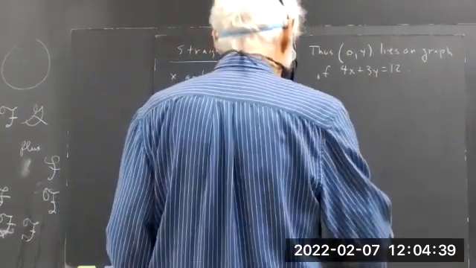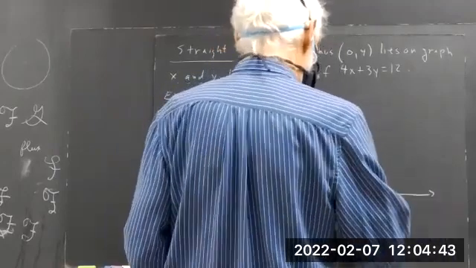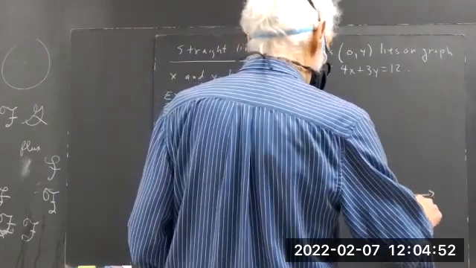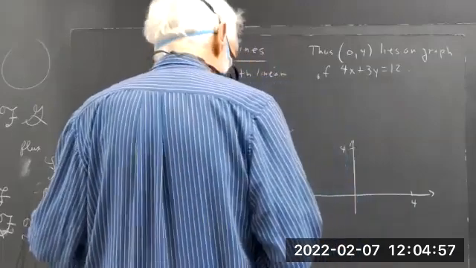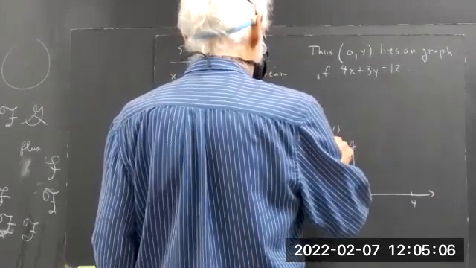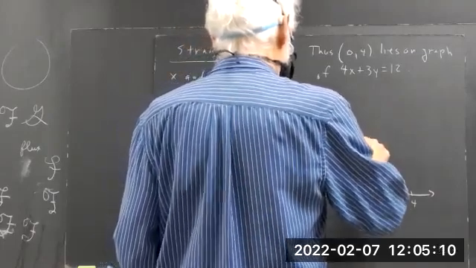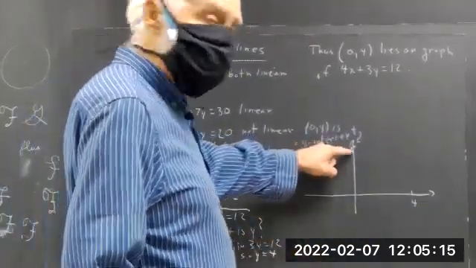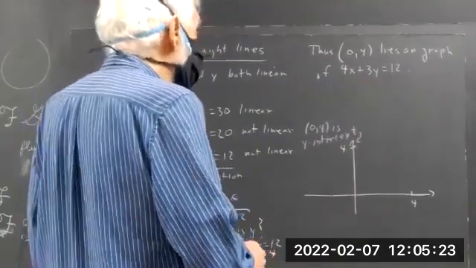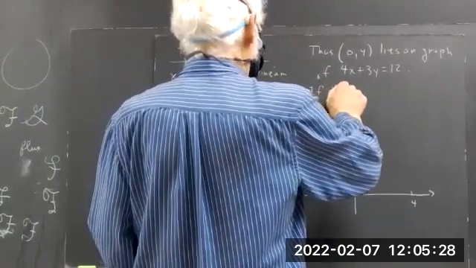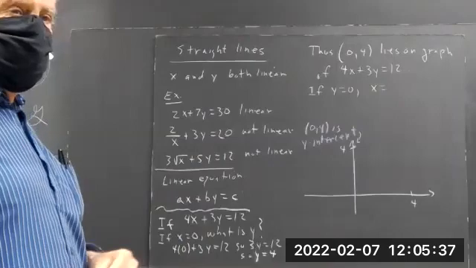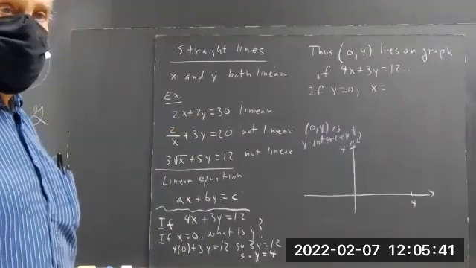Because when you graph it, we'll put 4 here. So (0, 4) is a point whose coordinates satisfy this equation, and it's on the y-axis. Okay, well, if y equals 0, what does x equal? Think about it for a minute. Show me with your fingers. See it?